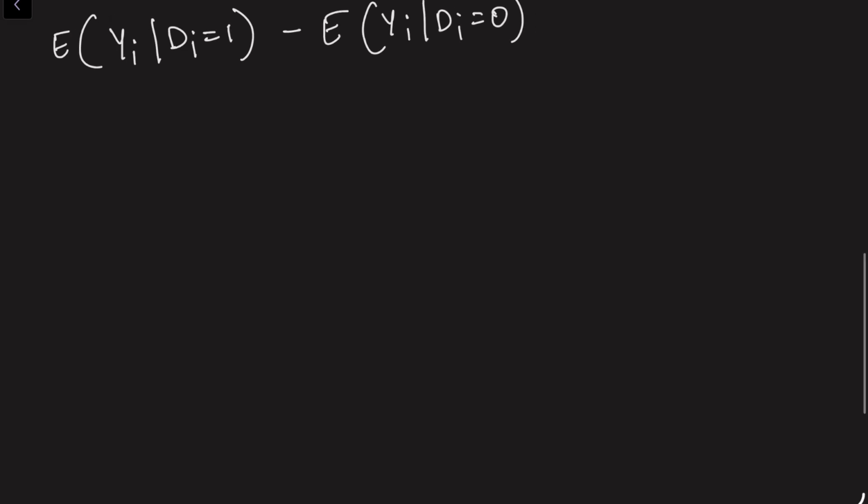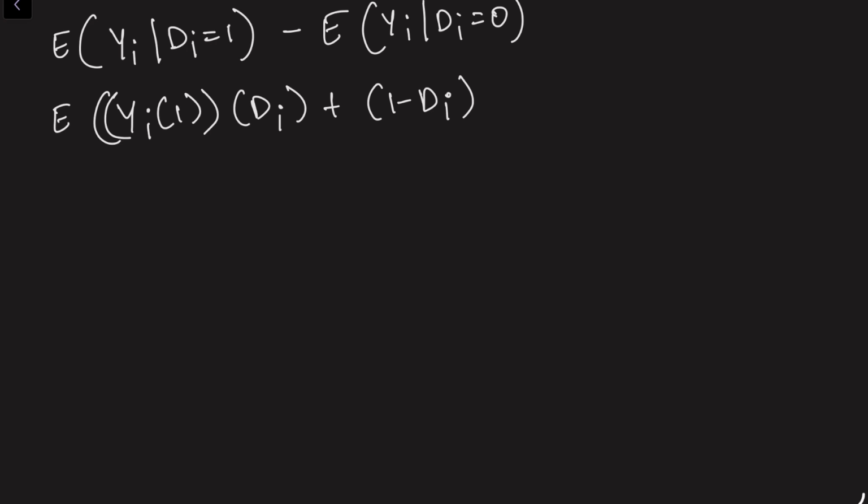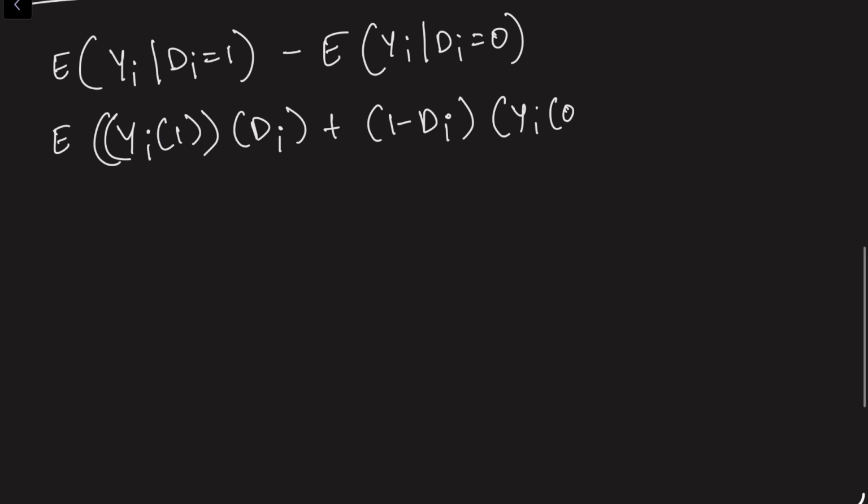So if I write that here, let me write the first term down. Yi will expand it as yi of 1 times di plus 1 minus di times yi of 0, given that di is equal to 1. Remember, I'm still just writing the first term. There is a second term that's coming.